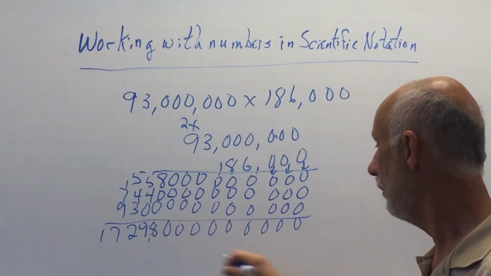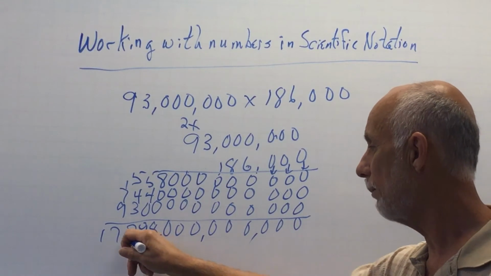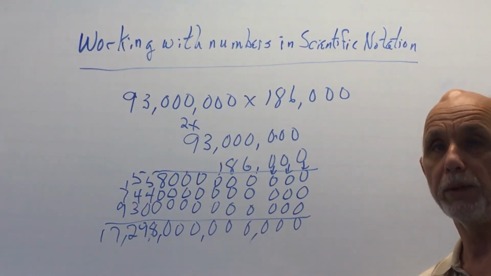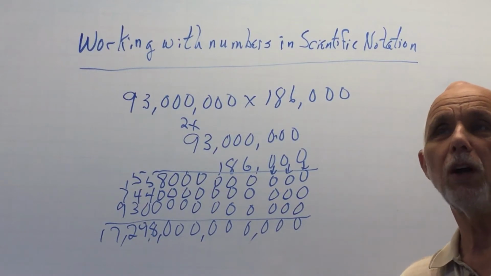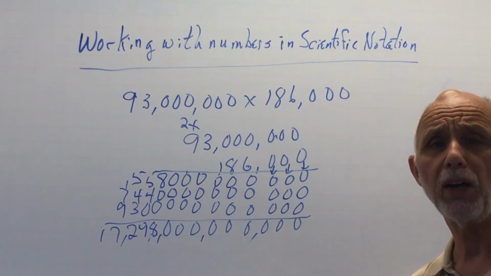I put the comma in the wrong place, every 3 places. When you put the commas where they belong, your answer is 17,298,000,000,000. And you go, Mr. Dew, no astronomer would deal with that. They would just use their calculator.